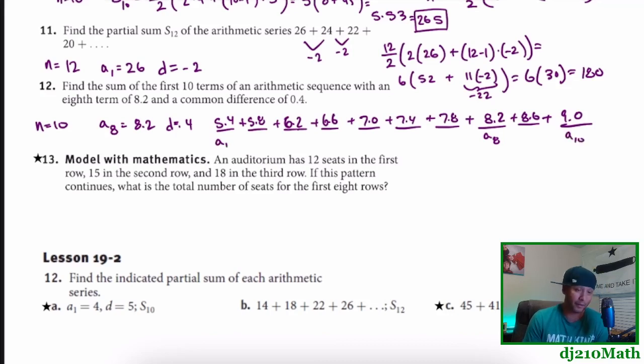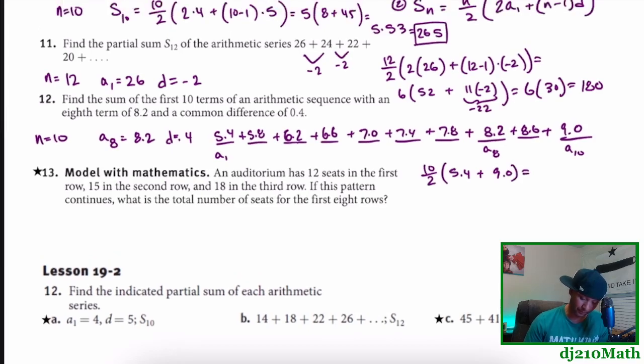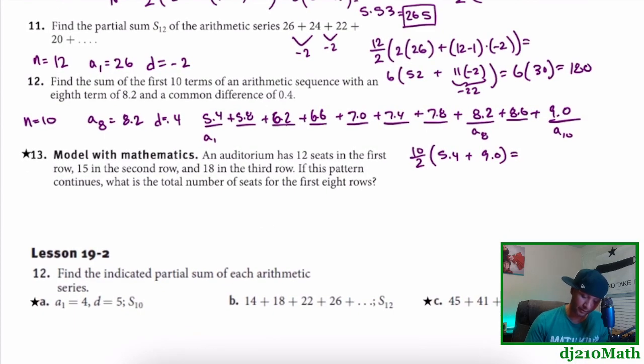All right, now maybe there's a better way of doing this, but I've already started. So I'm going to utilize the first formula. So we want the first 10, so n is equal to 10. So 10 over 2 times the first term plus the 10th term. Just double checking the formula. So this is going to be 10 divided by 2 is 5, times 5.4 plus 9, 14.4.